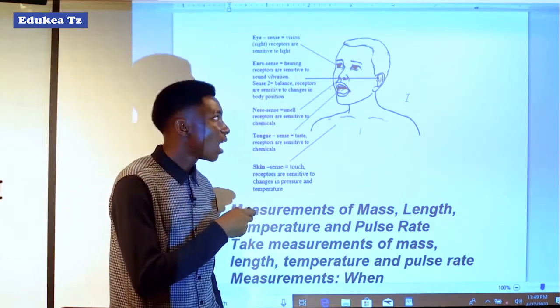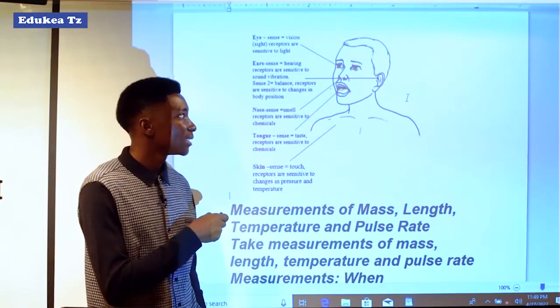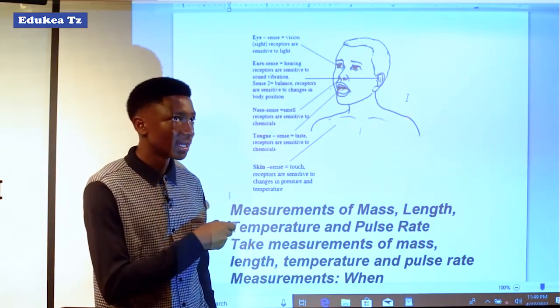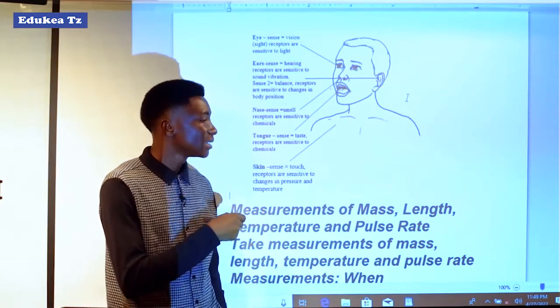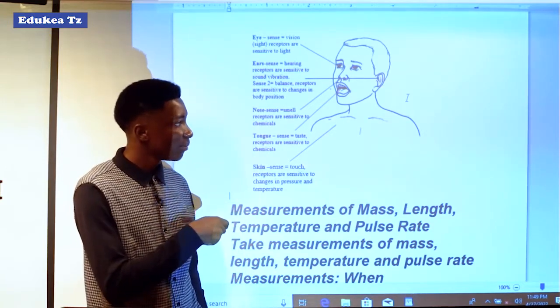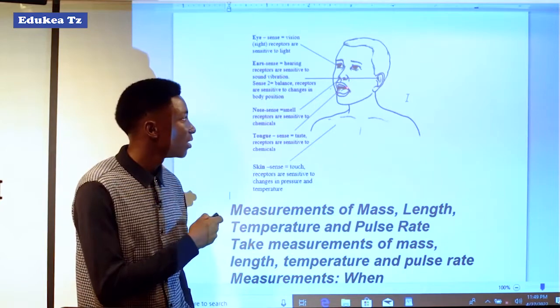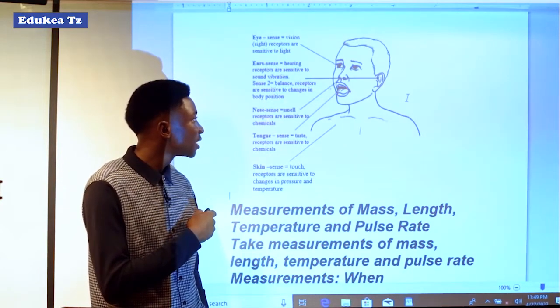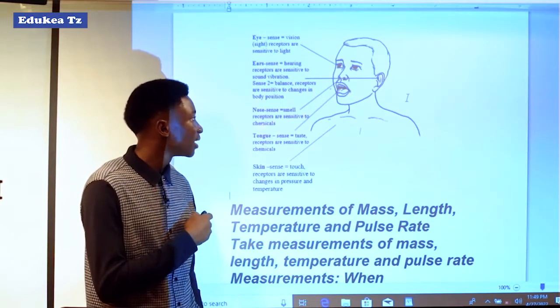There is the outer part, the middle part, and the inner part of the ear. We say the nose is the sense of smell, with receptors sensitive to chemicals.